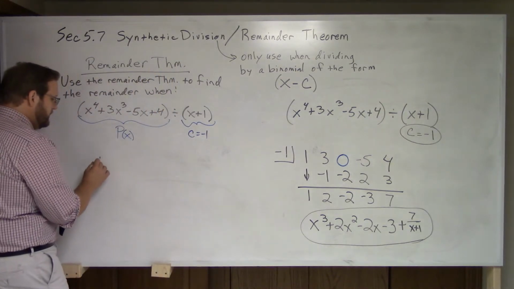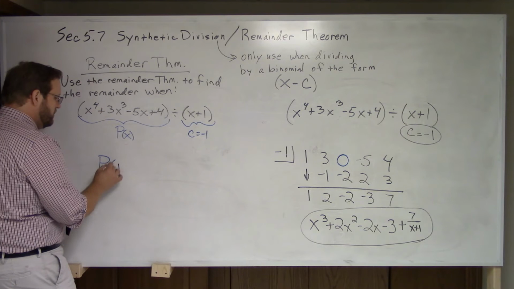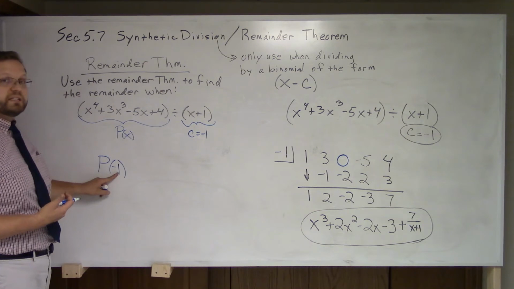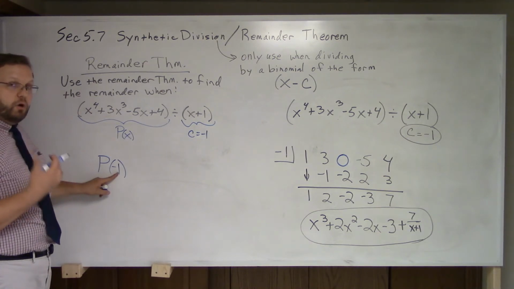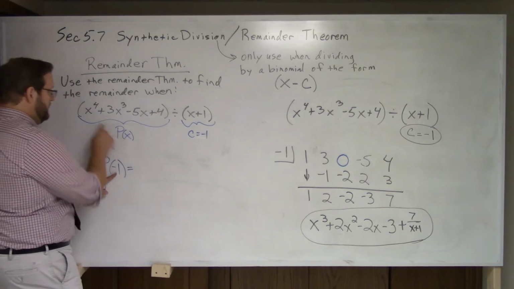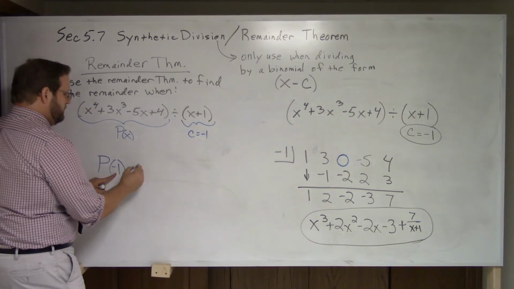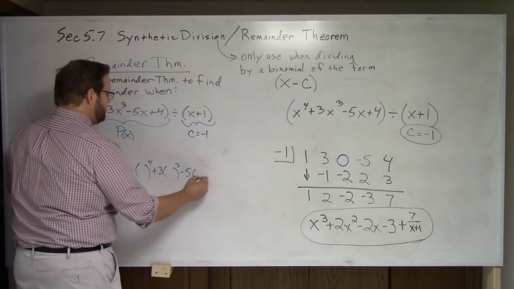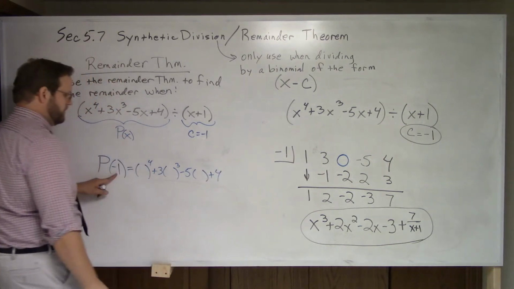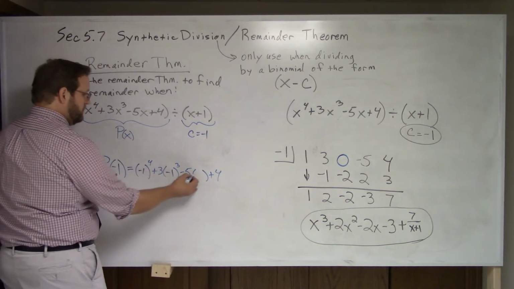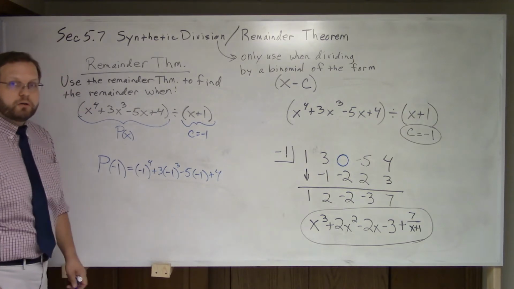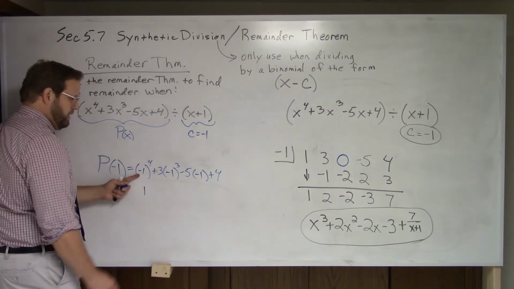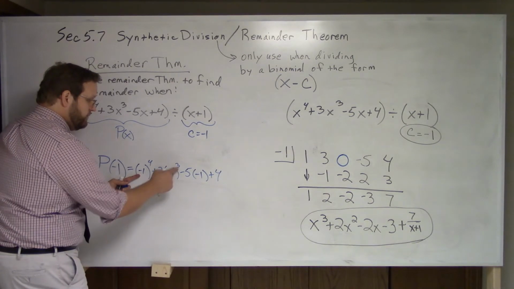The remainder is simply going to be the P, that dividend, with the c value plugged in. So all I'm going to do is to take this and I plug in, so x to the 4th plus 3x cubed minus 5x plus 4. And I'm going to plug in negative 1. That's all there is to it. Now watch how this calculates. Negative 1 to the 4th is a positive 1. Plus 3 times negative 1 cubed is a negative 3.